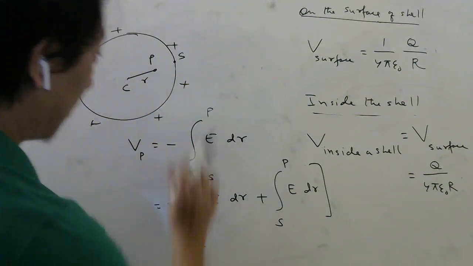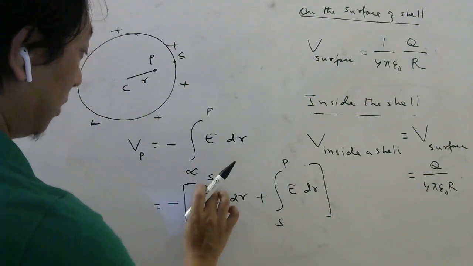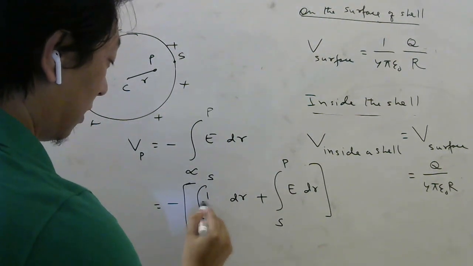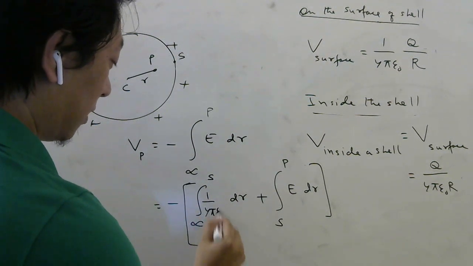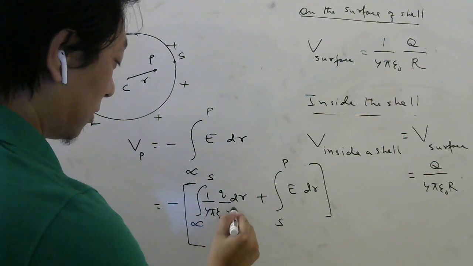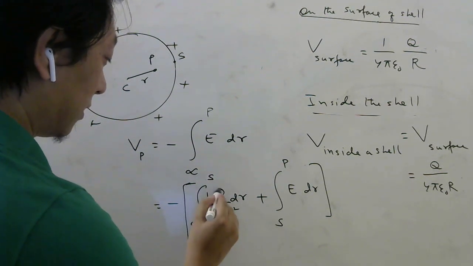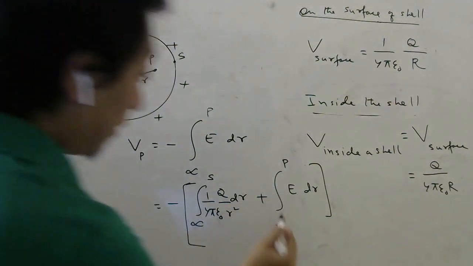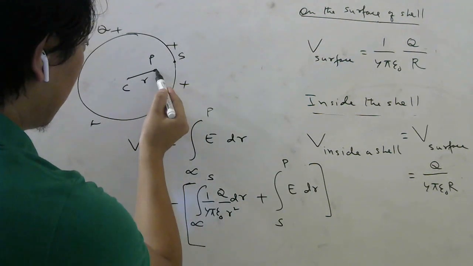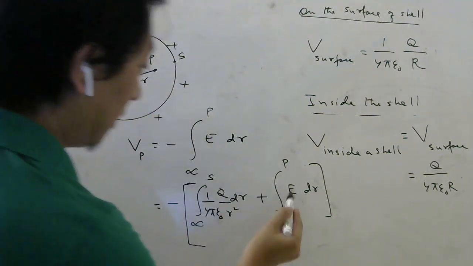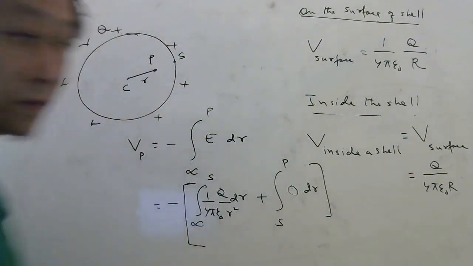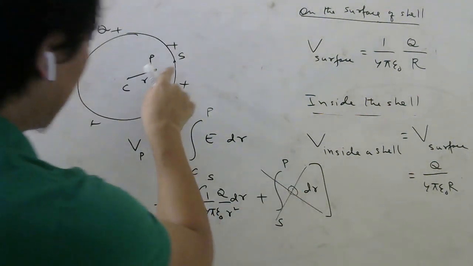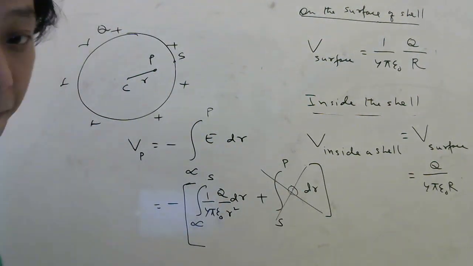Now, what is this? This is electric field outside, because this is from infinity to surface. Outside, what is the electric field? 1 by 4 pi epsilon naught q by r square. Q is your source charge, this charge, capital Q. Right? S to P means where? Here to here. So from here to here, E is how much? 0. So this part will become 0 now, because inside S to P there is no electric field.